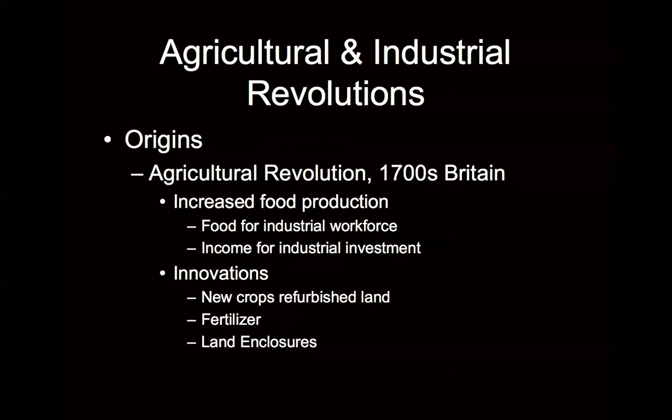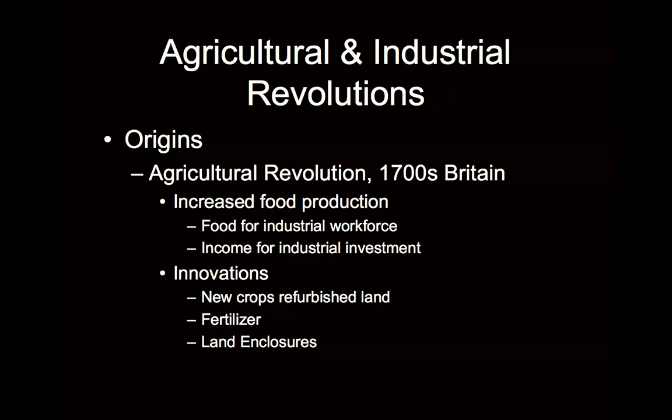So how do you have an industrial revolution? Well, first you need an agricultural revolution, which took place in Britain in the 1700s. Why do you need an agricultural revolution? You need more food production. You need to feed this growing industrial workforce which is moving to the cities and working in the factories. But you also need money to invest in industrial development.